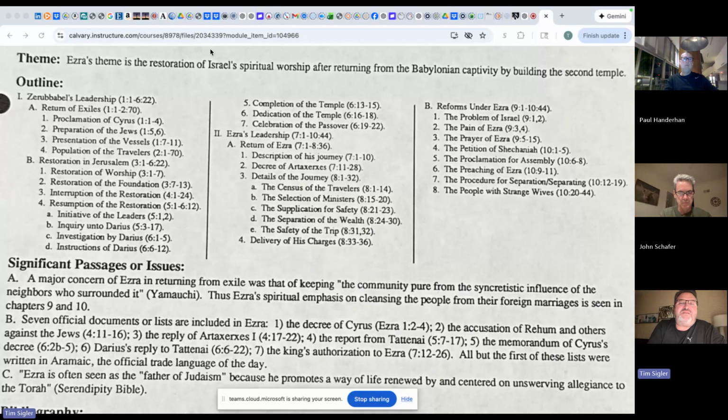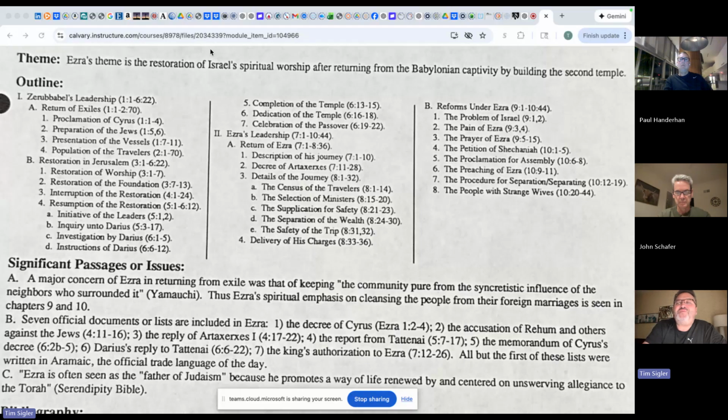And this brings you then to the delivery of his charges in chapter 8, verses 33 to 36. You now have the reforms that take place under Ezra. Well, this is pretty intense. You'll remember how strict he was because of Israel's continued engagement in the same sorts of behaviors that got them in trouble in the first place. He wanted to not only clean up the town, he wanted to get right with God. He wanted people to stop their false ways.